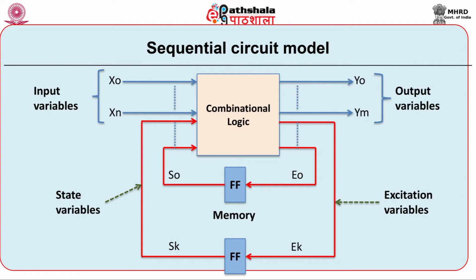The combinational circuit accepts binary input variables x0 to xn and generates output variables y0 to yn. In addition, the system generates excitation variables E0 to Ek and accepts state variables S0 to Sk as past inputs, which are stored in the memory. Thus, the output of a sequential circuit is a function of present input conditions xi and past inputs provided by the state variables Si. The memory elements will always appear in the feedback path.